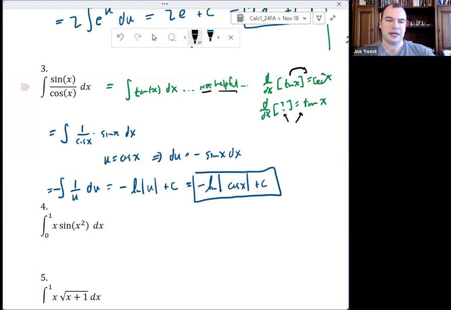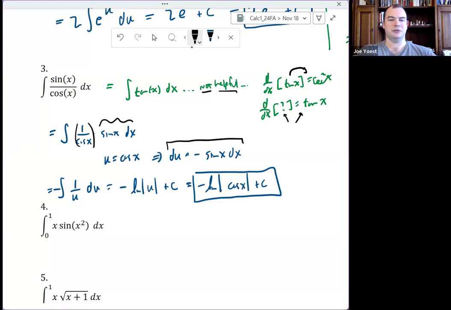But I do notice that cosine and sine are, roughly speaking, each other's derivatives. So that means if I use one as u, the other one can basically be du. And I note that sine x over cos x is kind of like 1 over cos x times sine x dx. Or if I pick u to be cos x, then du looks more or less like what I have left over, right? It looks like negative sine x dx.